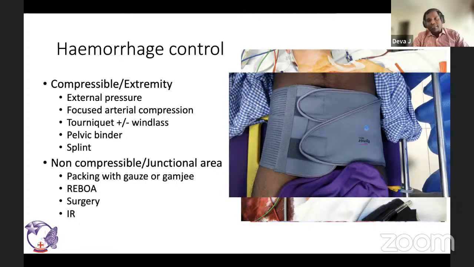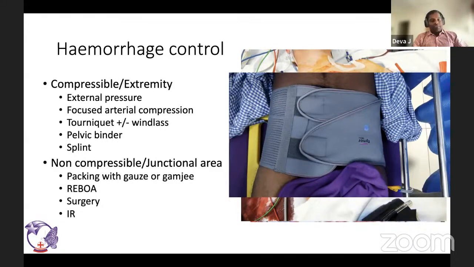It goes on the greater trochanter and not on the anterior superior iliac spine. The common mistake people make is they put it on the anterior superior iliac spine. So it's important to remember that if you're going to use a pelvic binder, you have to put it on the greater trochanter, and it should be tight enough, and then only will you achieve closure.